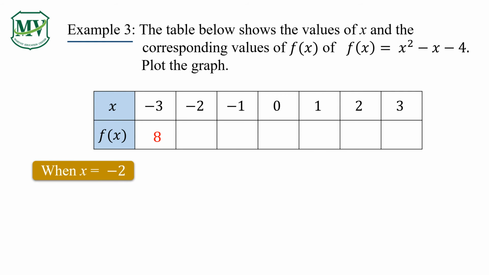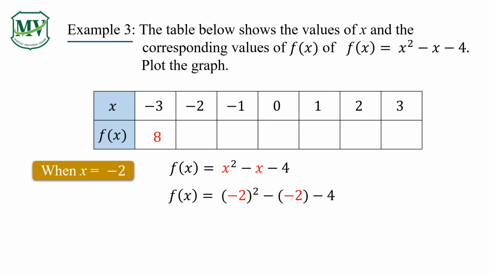Next, when x is equal to negative 2, what is the value of f of x? Using the given quadratic function, f of x is equal to x squared minus x minus 4, replace x by negative 2. Negative 2 squared is equal to 4. Negative times negative 2 is equal to positive 2. And just copy negative 4. 4 plus 2 minus 4 is equal to 2. That means the value of f of x is equal to 2.